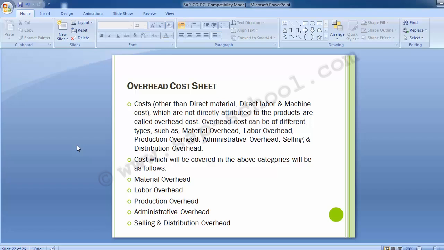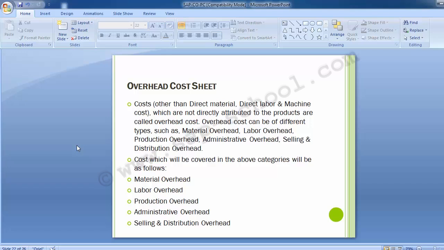That is material overhead. In material overhead, the cost of all the indirect material which will not be captured through the BOM will be taken up in the material overhead part, whereas in the labor overhead the cost of all the indirect labor which will not be covered from the routing will be taken in the labor overhead part. Production overhead, other production cost which will not be captured through the prime cost, as well as the material and labor overhead, will be taken up in the production overhead, whereas the cost of administrative expenses other than the production cost will be taken up in the administrative overhead as a part of indirect expenses, and the selling and distribution overhead includes the cost of selling and distribution expenses.